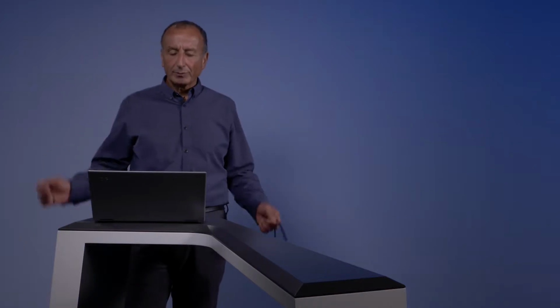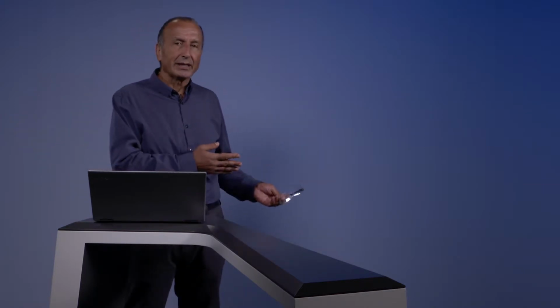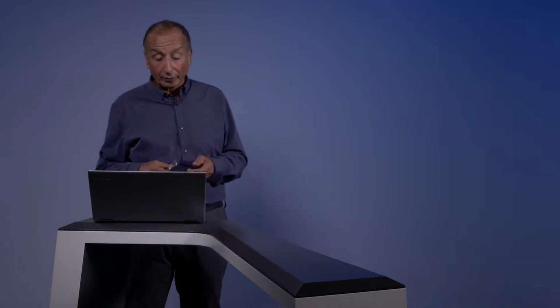One of the important aspects that we'd like to highlight throughout this book is the concept of scale, that processes may take place across many scales: biological processes, physical processes, even the description of the parameters may manifest itself in different scales, and it's important to keep track of the scales. We're dealing with spatial scales from grains to continent, or with temporal scales from milliseconds for chemical reactions to many millennia for soil formation.